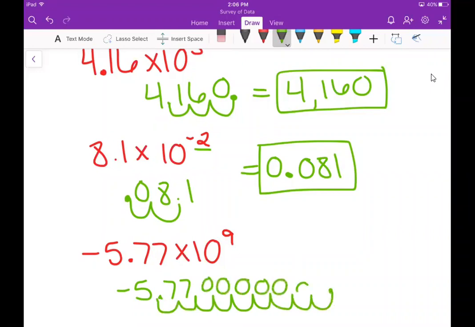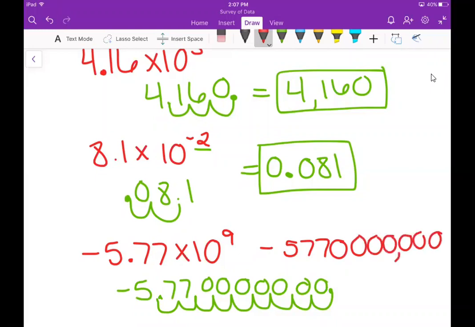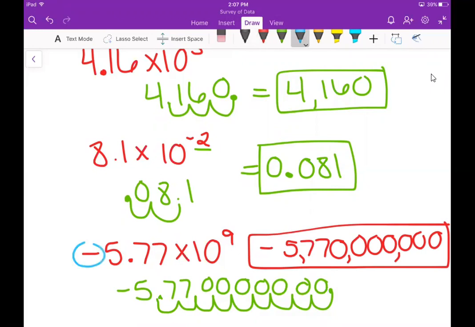I fill in all my empty spots with zeros, and this is where you're seeing why we use scientific notation. It keeps these really big numbers in a smaller form. So here I've got 577 with 7 zeros behind it. 1, 2, 3, 4, 5, 6, 7. We like to put parentheses every 3 to kind of get a better idea of what that number is, but it's a very big number. Very important here to realize the number was negative, so we made sure that our final answer was negative as well.